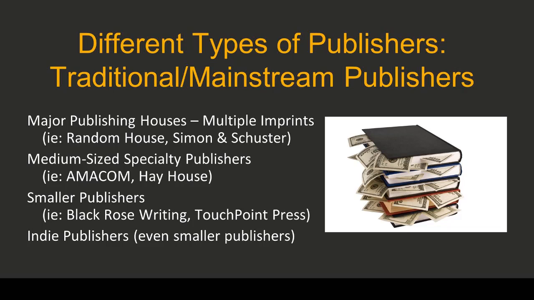Now let's talk about different publishing options, since there are different types of publishers. One is the traditional mainstream publisher, which includes several different types. The major publishing houses, which have multiple imprints, are the Big Five, resulting from many consolidations in the industry. The Big Five are Penguin Random House, Simon & Schuster, HarperCollins, Macmillan, and the Hachette Group, which includes Disney.